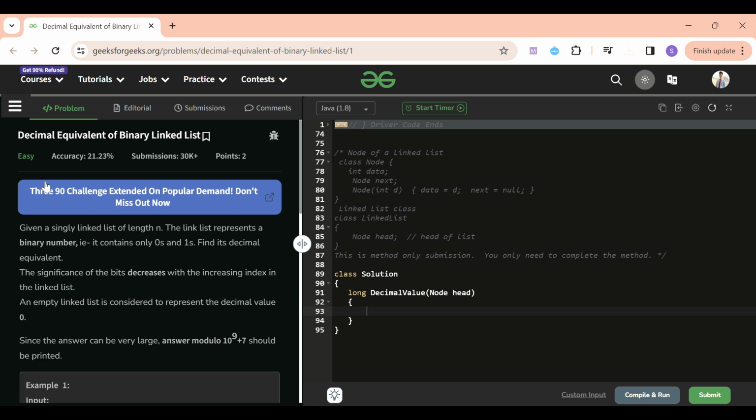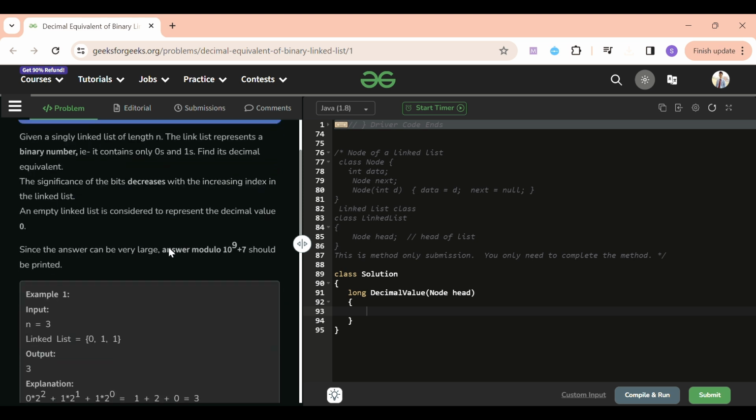Okay, so today's problem of the day is decimal equivalent of a binary linked list, which is an easy level problem, but I think it's a bit on a medium level side because there is some overflow thing which complicates this. So yeah, let's take it as a medium level problem.